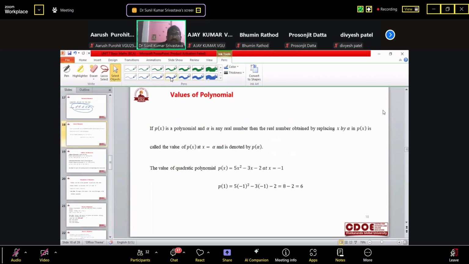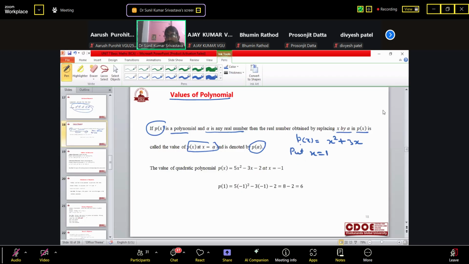Now, most important, the values of the polynomial. If p(x) is a polynomial in the variable x and a is any real number, then the value obtained by replacing x by a in the polynomial expression is called the value of the polynomial at x = a, denoted by p(a). Suppose we have the polynomial p(x) = x^2 + 3x, and we put x = 1. So the left-hand side becomes p(1), the value of the polynomial at x = 1.